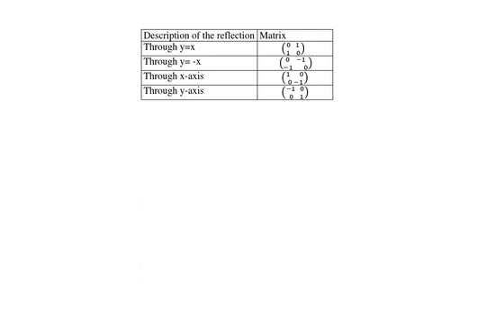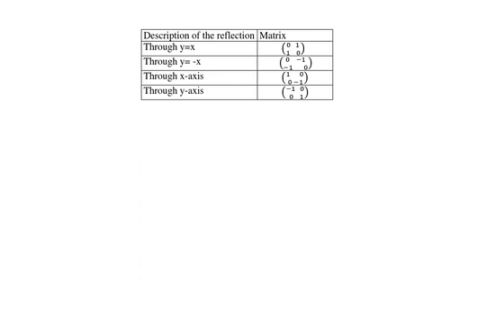So the information given is that when an object is reflected through the line y is equal to x, then its matrix of transformation will be 0, 1, 1, 0. And if it is reflected through the line y is equal to negative x, then its matrix will be 0, negative 1, negative 1, 0. And through the x-axis, it will be 1, 0, 0, negative 1. And through the y-axis, it will be negative 1, 0, 0, 1.